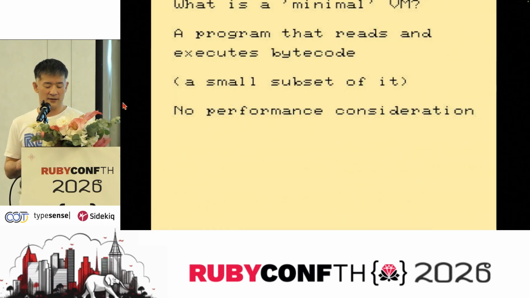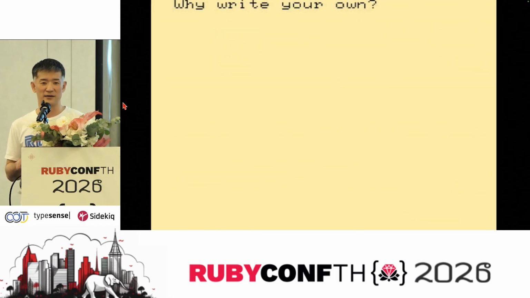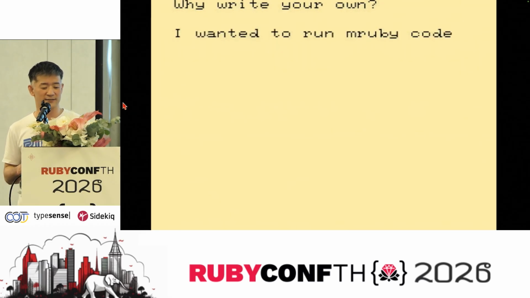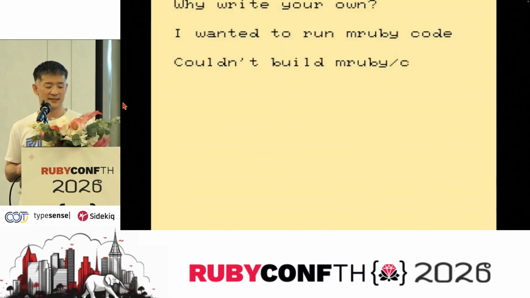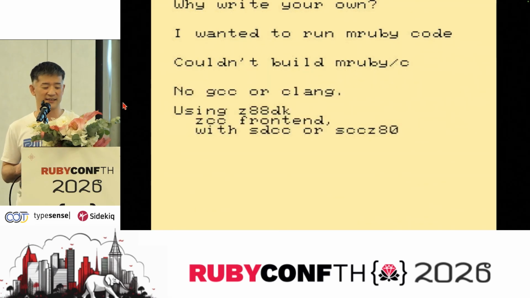And I did not do anything focused on performance, so it doesn't perform very well. And also, you might be wondering, there's mruby VM and mruby/c VM, and why would I write my own? Initially, I wanted to run mruby code on Z80, but mruby/c couldn't be built because, well, it's not impossible, but mruby/c uses a lot of C99 features, and there is no GCC or Clang targeting Z80. So what that means is the compilers are very old.